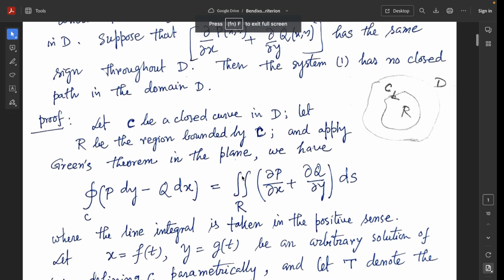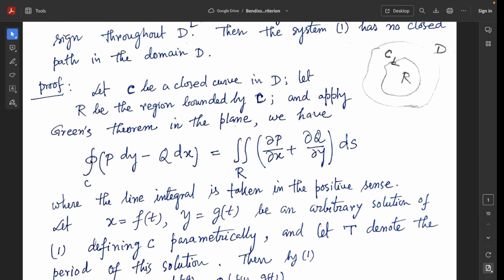Proof of this theorem: let C be a closed curve in the domain D. Also let R be the region bounded by the closed curve C. Then, applying Green's theorem in this plane, we have the closed integral on the curve C of p dy minus q dx equals the double integration, the surface integration over R, of ∂p/∂x plus ∂q/∂y into ds. ds is the elementary area over the region R, where the line integral is taken in the positive sense.